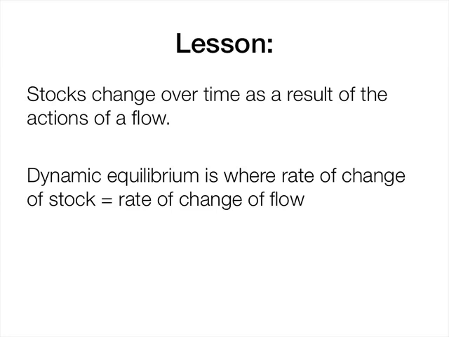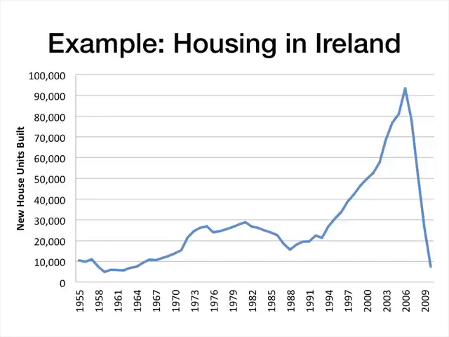Now, as I said before, a dynamic equilibrium is where the rate of change of the stock is equal to the rate of change of the flow. That is a dynamic equilibrium. It's very important to understand these two concepts. They're interrelated. And if you get these two ideas, that stocks change over time as the result of the actions of the flow, in other words, your wealth or the wealth of the nation or the wealth of the firm is as a result of the actions of the flows, its income over time, and its stock, which is its wealth. Okay? So, it's where the rate of change of the stock is equal to the rate of change of the flow.